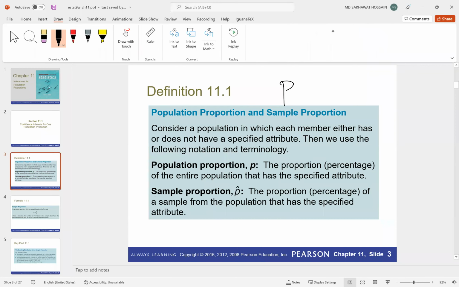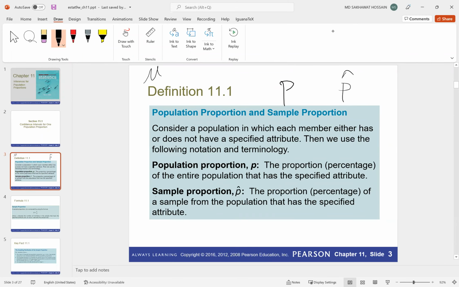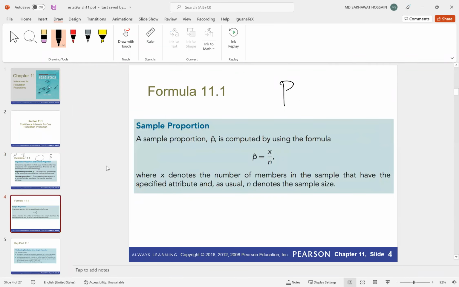So what is the sample proportion? Sample proportion is denoted by P hat. It's actually similar. For the population mean we used mu, and for the sample mean we used X bar. But here this is the proportion. So for the population proportion, the notation is P, and for the sample proportion, the notation is P hat. This is the proportion of a sample from the population that has the specified attribute. A sample proportion P hat is computed by using the formula. This is the formula we use to calculate the sample proportion.